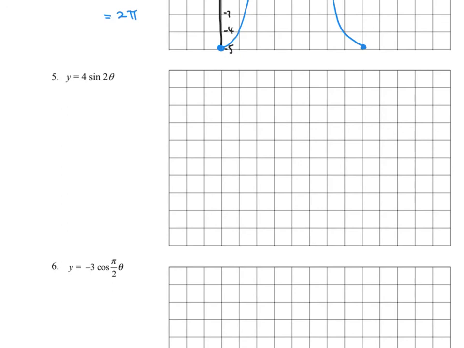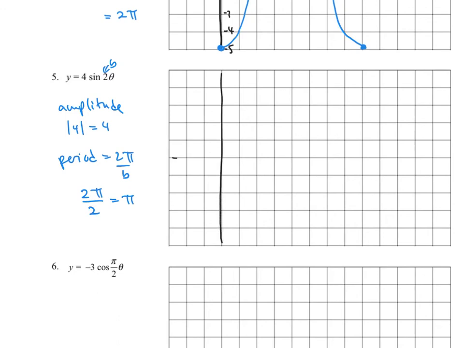So same procedure. We're going to start by identifying the period and amplitude. The amplitude is the absolute value of 4, which is 4. The period is 2 pi over b, so 2 pi over 2 in this case, because that's our b, and that's pi. So now when I graph this, I start off the same way, my y-axis on the left, x-axis in the middle.